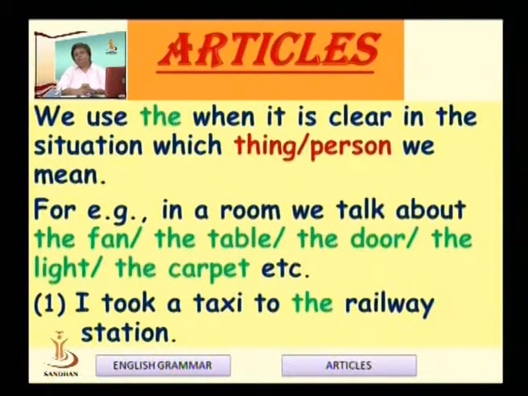Why are we saying "the fan" and why are we not saying "a fan"? Because it is clear which fan we are talking about. The fan that is in the room. Which table are we talking about? The table that is in the room. Which door are we talking about? The door that is in the room. So when we already know which fan or which light we are talking about, then obviously our choice of the article is going to be "the". Let us take a sentence. I took a taxi to the railway station. The railway station, because it is a specific railway station belonging to a particular city or area or town or place, etc.